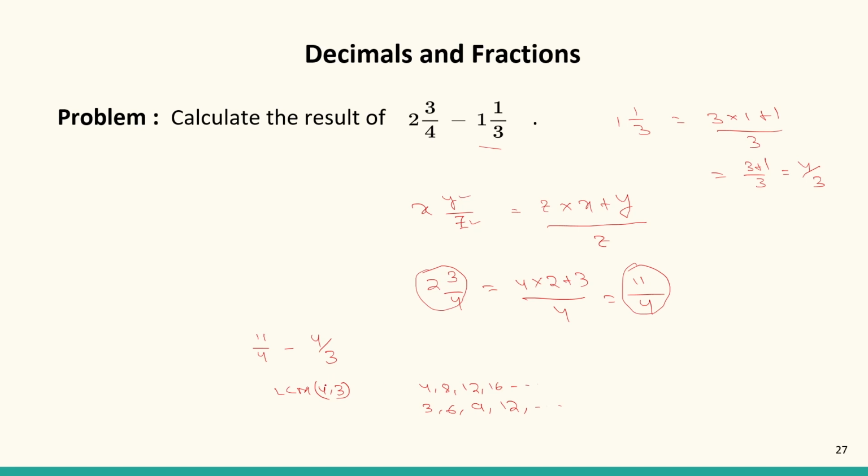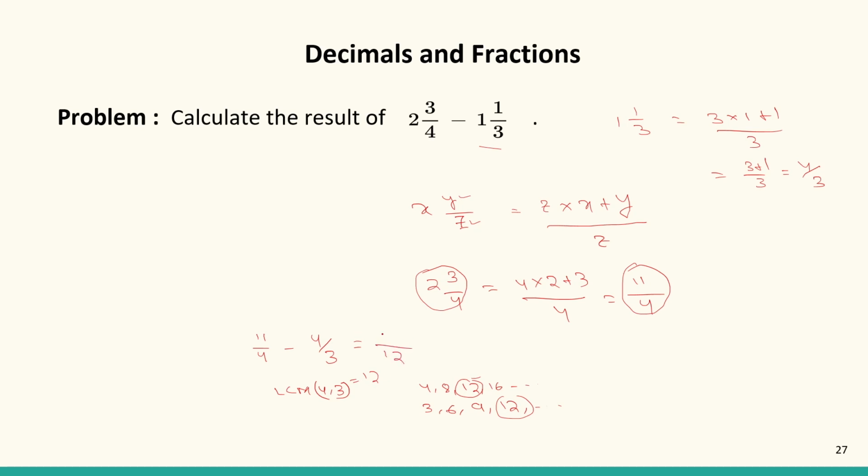Okay, so the lowest common multiple, so this is the common multiple here. Nothing lower than this, so this is the lowest common multiple, so the answer is 12 here for the LCM of 4 and 3. So we need to convert these fractions into fractions with denominator as 12.